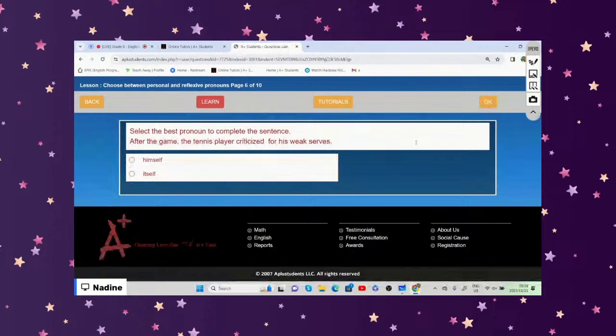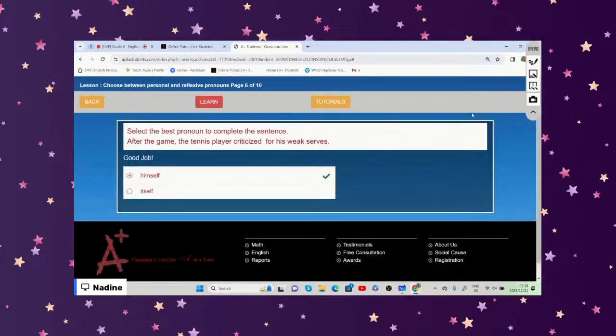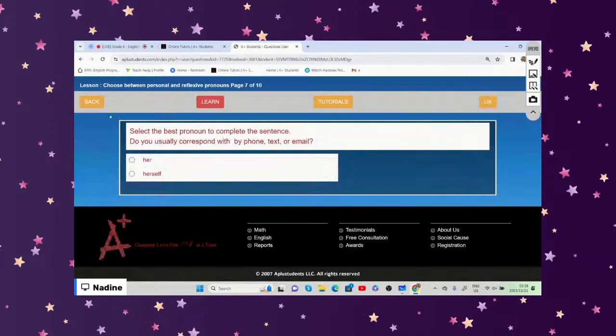All right. And then after the game, the tennis player criticized himself or criticized itself for his weak serves. So we can say after the game, the tennis player criticized himself for his weak serves. And himself is correct. Well done, guys.